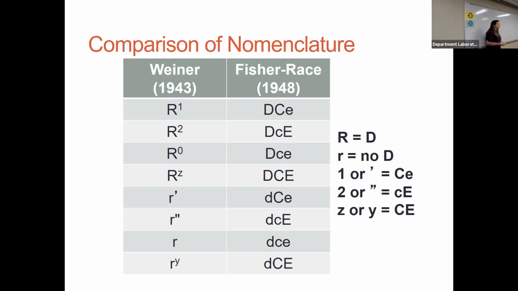I want you guys to think about this in positions, all right? So your Fisher-Race has 3 positions per allele. This position will be either big D or little d, Fisher-Race, which will be notated in Wiener language as big R or little r, okay? This location will be notated, in Wiener, as 1 or 2, okay? C or little c, E or little e. Okay.